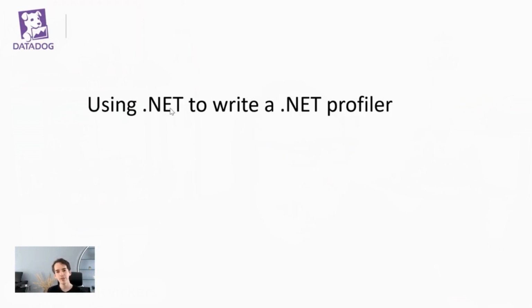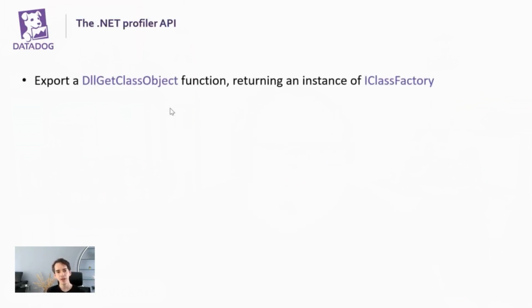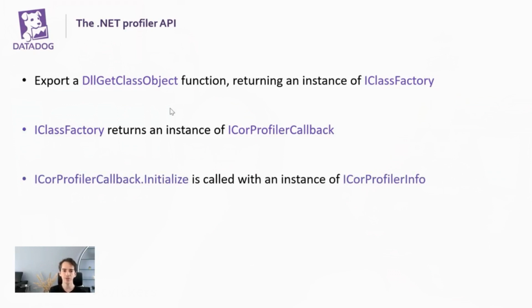But first, let's have a look at the .NET Profiler API. So basically, to write a profiler, you need to export a DllGetClassObject function, which is expected to return an instance of IClassFactory. Then IClassFactory will return an instance of ICorProfilerCallback. And finally, the runtime is going to call ICorProfilerCallback.Initialize and give it an instance of ICorProfilerInfo, and you can use that instance to interact with the profiling API.